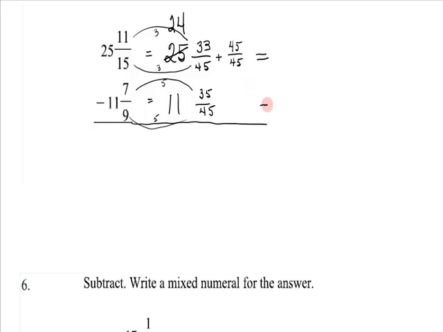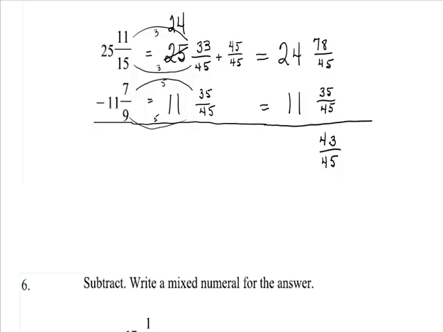All right, what do I end up with? The top, I have the whole number 24. Add 33 and 45, and you get 78 over 45. Here I have 11 and 35 over 45. Now I can subtract. 8 minus 5 is 3. 7 minus 3 is 4. I have 43 over 45. 1 from 4 is 3. 1 from 2 is 1. My answer is 13 and 43/45.